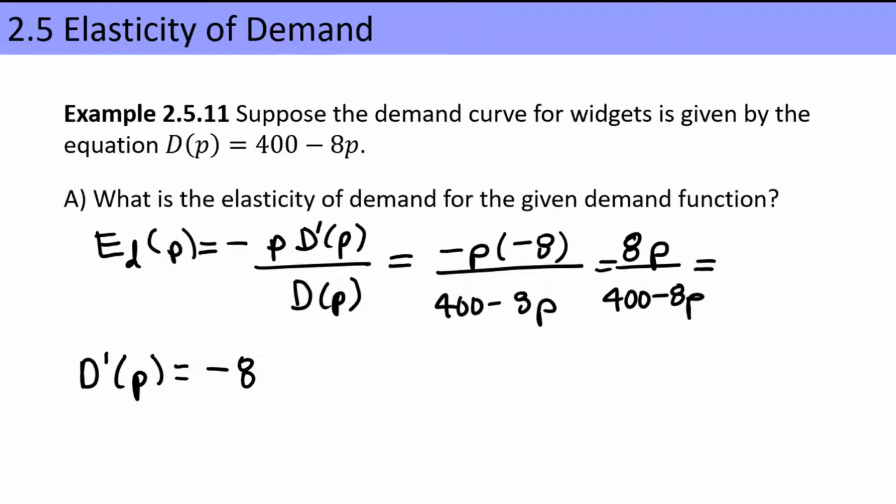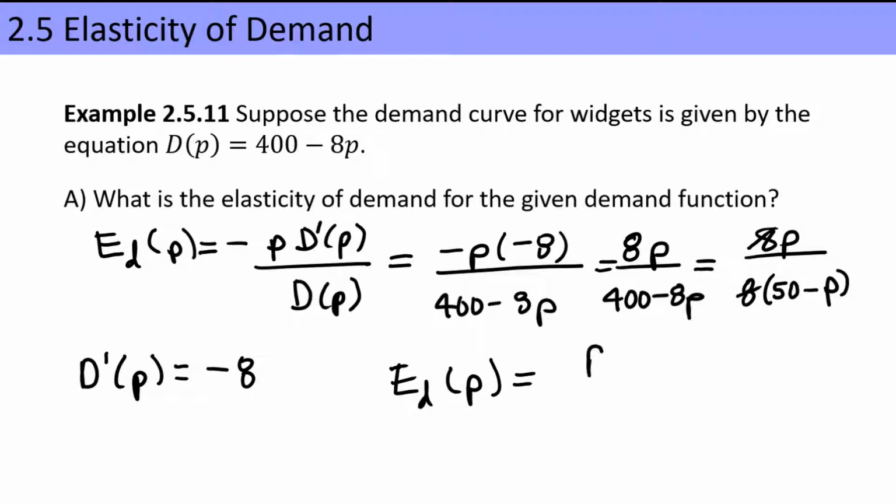Factor out the 8 in the denominator. So if you factor out, 400 divided by 8 will give you 50, minus 8P divided by 8 is just P. Canceling the 8's, we get that the elasticity of demand is equal to P divided by 50 minus P.